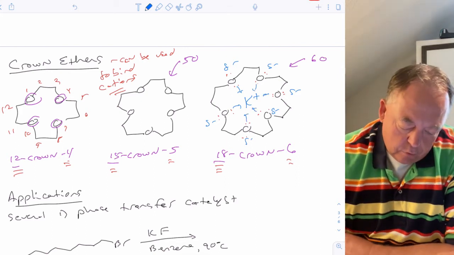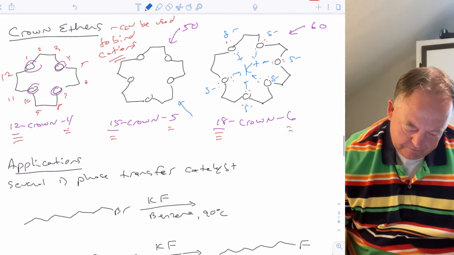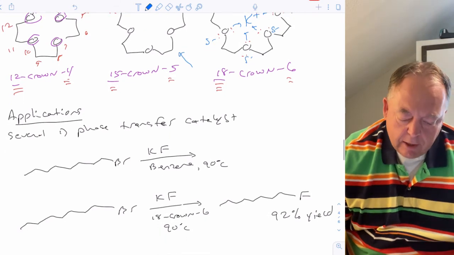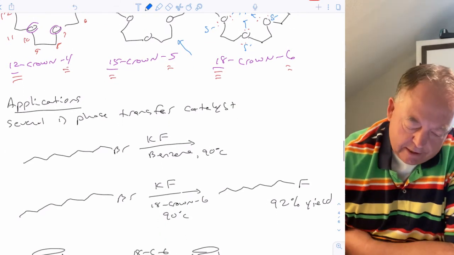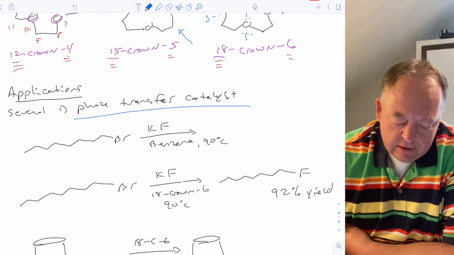And so the smaller the ring becomes, the smaller the ion is that will fit inside it. So this has lots of practical applications. We'll just look at two applications. They can be used as phase transfer catalysts.